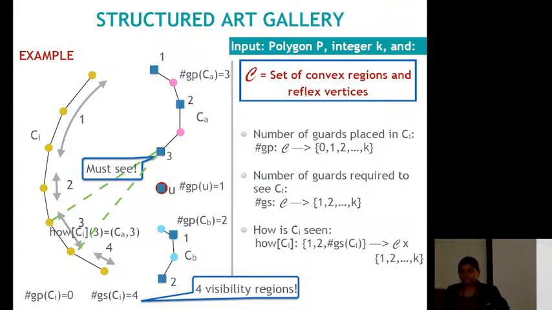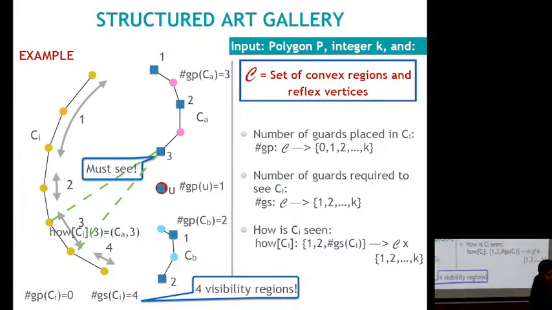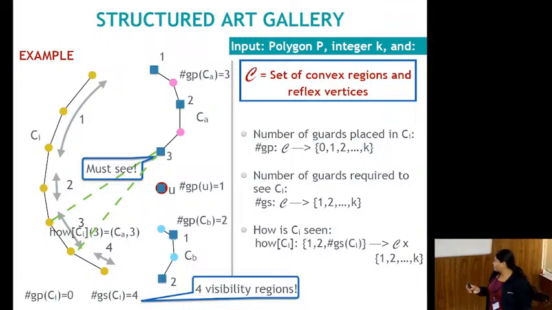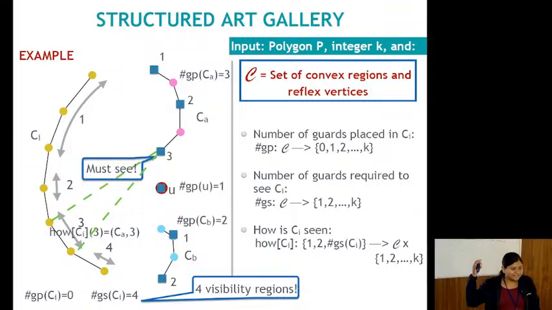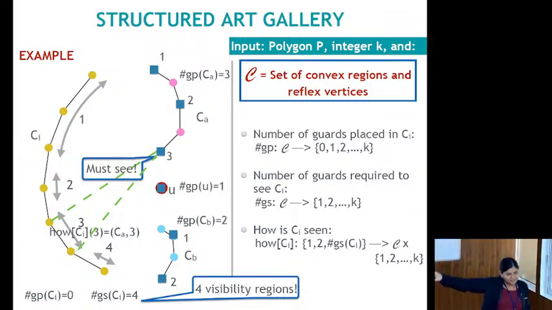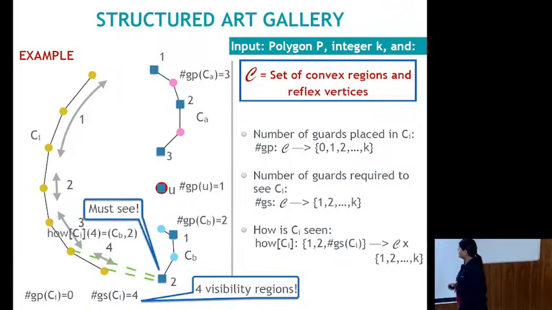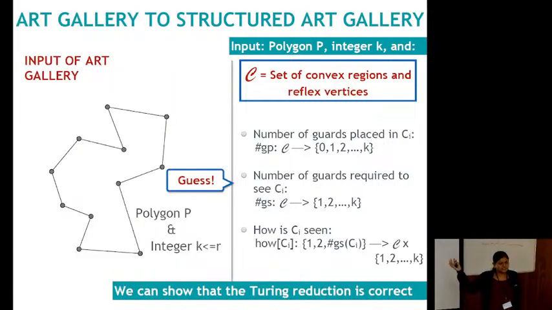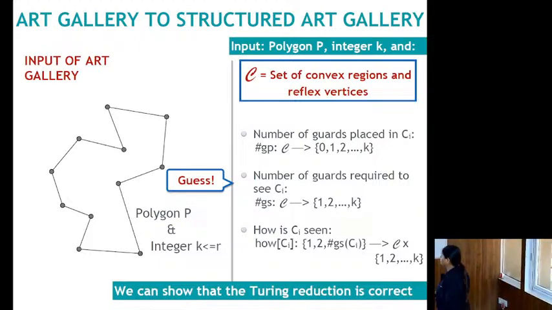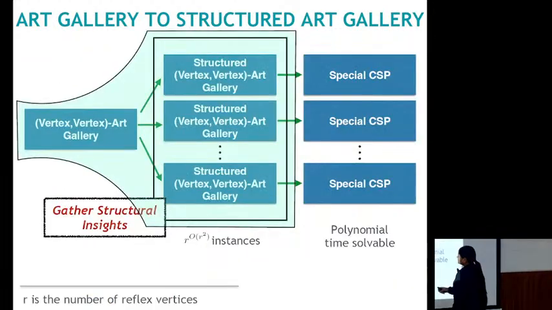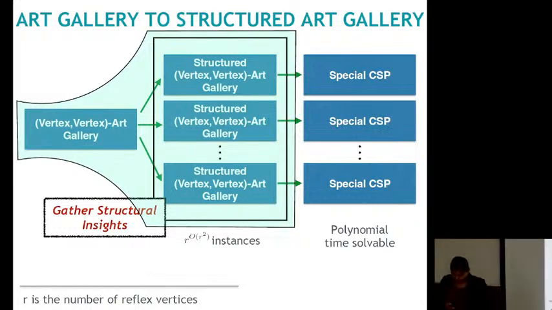Yes? Where is the convexity being used? Okay, I'll come to it. It is used when we try to encode it as monotone 2-CSP. As of now we are not using it, because these functions we can guess anyway, right? So till now we have not used it. Okay, so this is how we can turn the art gallery instance into a structured version of the problem.